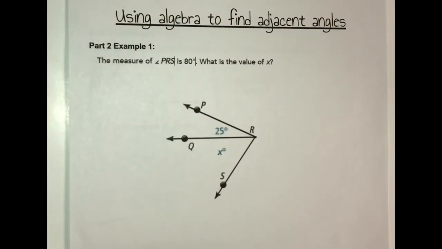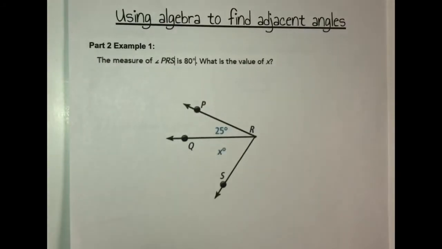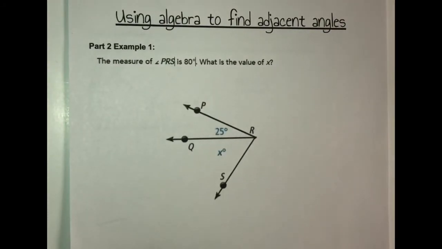Now on to our favorite part, using algebra to find adjacent angles. So it says, part 2, example 1. The measure of angle PRS is 80 degrees. What is the value of x? So our notes from last week, we also used some algebra to find the value of x when we're given angles. So we're going to be doing the same thing here, except working with adjacent angles.